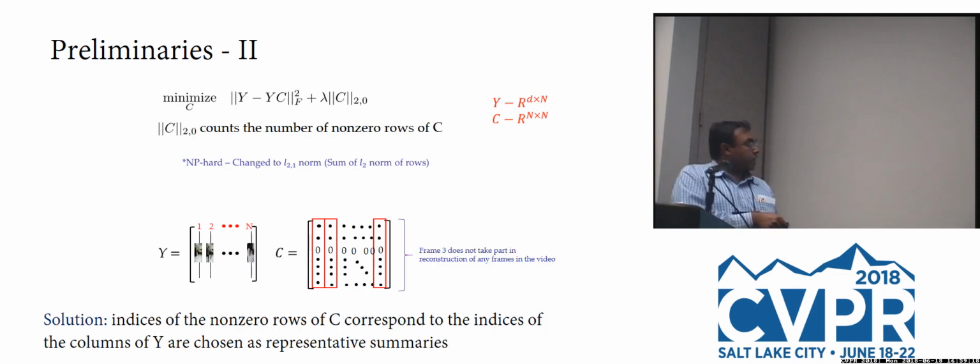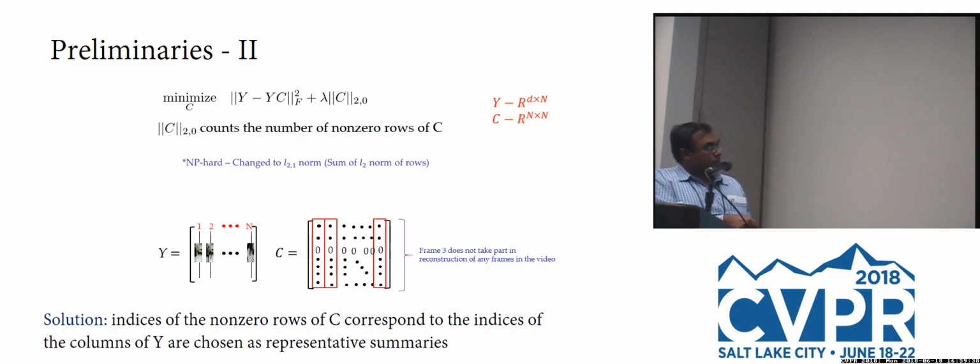A little bit more detail about this. So I have the data. These are the frames over here, and you represent these frames in terms of a matrix. It could be the raw features. It could be some features you obtain from a learned CNN, or however you want to extract these features. And then this is an example of the matrix C.